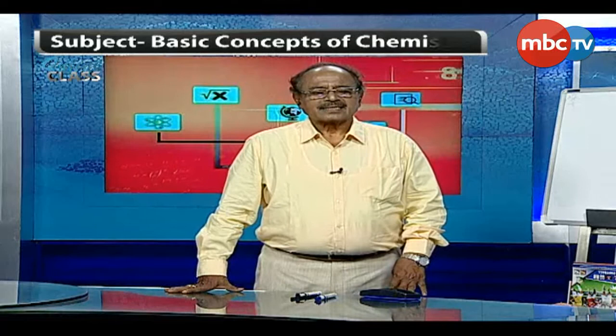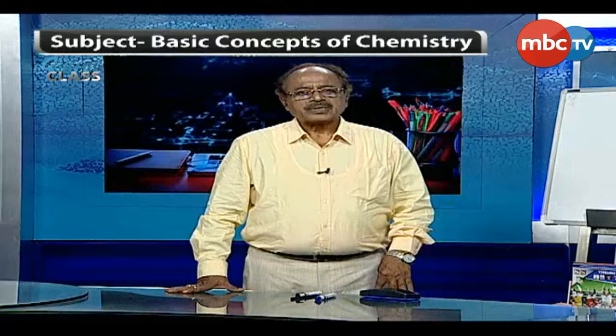We have read that matter exists in three interconvertible states: solid, liquid and gas. This matter exists as particles, and the particles of matter are either atoms in an elementary state, or may exist in a combined state. In the elementary state it is an element, and this element exists as atom or molecule, and in the combined state it exists as a compound, and the compound exists as a molecule.